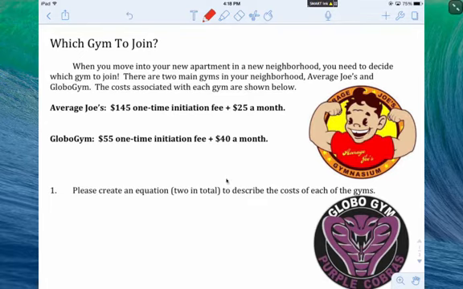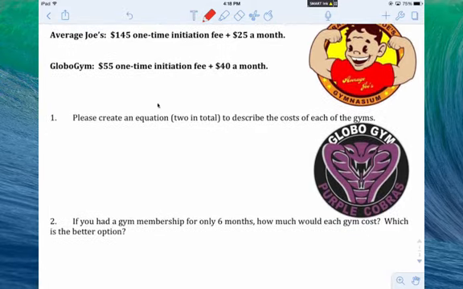Okay, so here's how much it costs to be a part of each of these gyms. Each has a one-time initiation fee that you pay just once right when you start, and then you pay a certain amount every month. Average Joe's has a higher one-time initiation fee of $145, and then you pay $25 each month. Globo Gym has a lower one-time initiation fee, but you pay a little bit more each month, $40 each month. And the first thing I'd like us to try to do is to create one equation for each of these gyms to describe the cost.